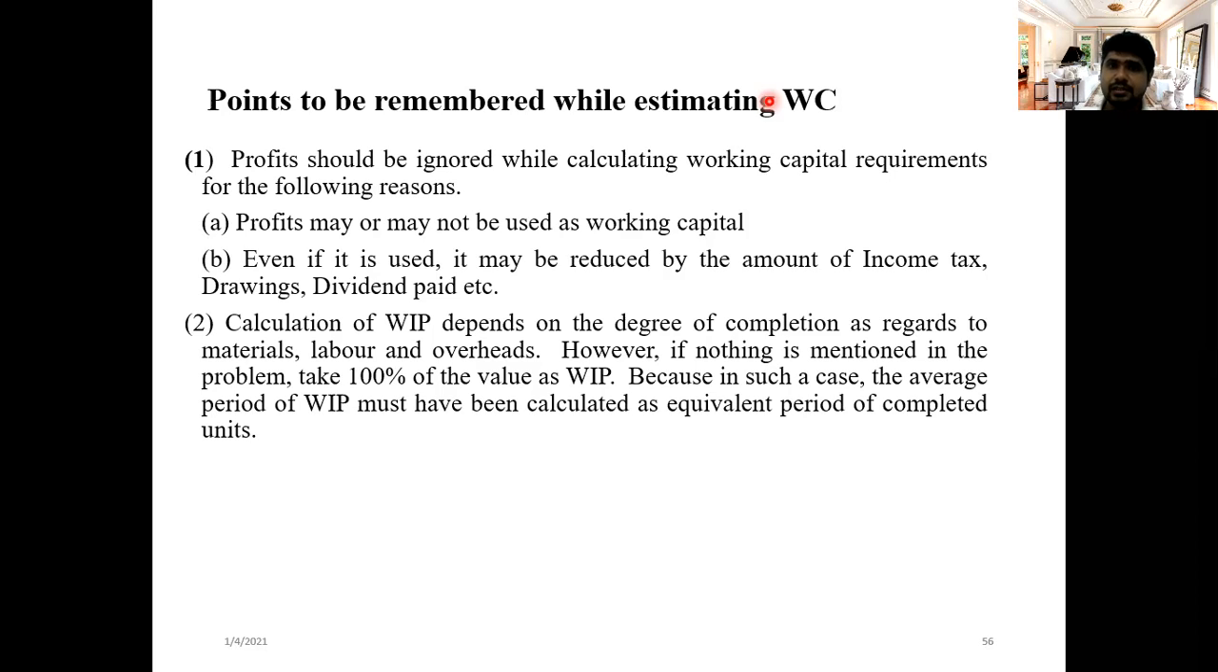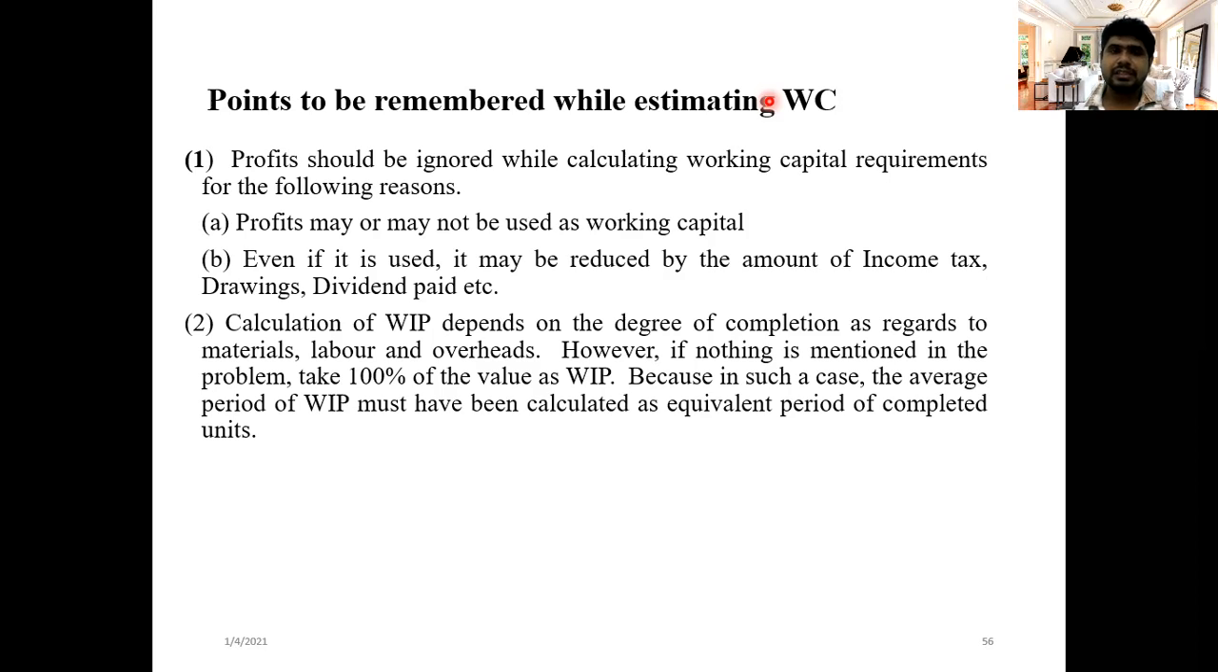materials, raw materials. However, if nothing is mentioned in the problem, recall, have you studied process accounts? When you do the sums under process accounts, they will give us information, right? The item is completed 100 percent in terms of material, 50% of labor charges, labor has been used, 20% of overhead has been used. This kind of information they will give you.